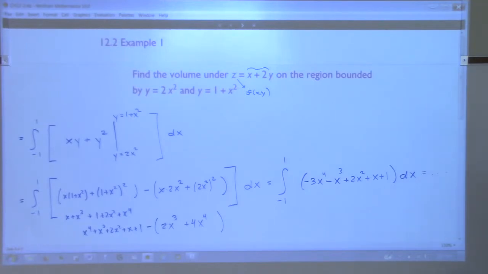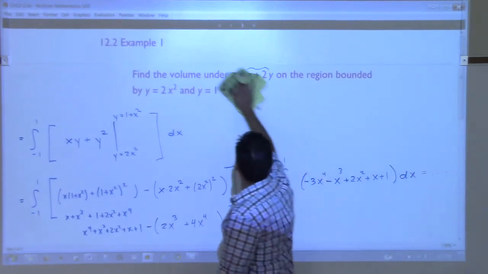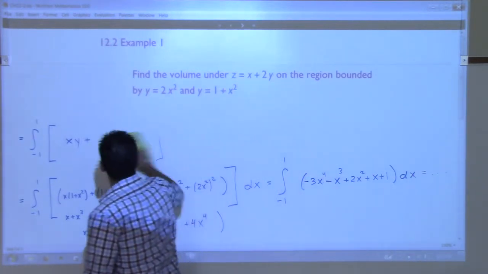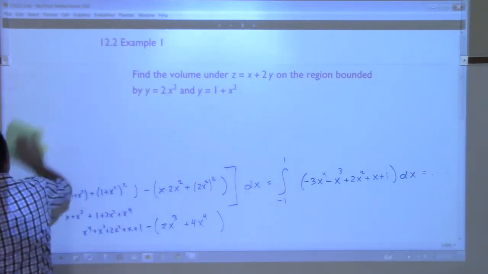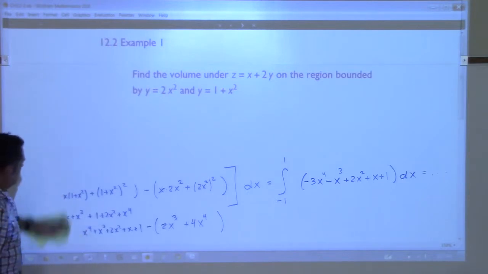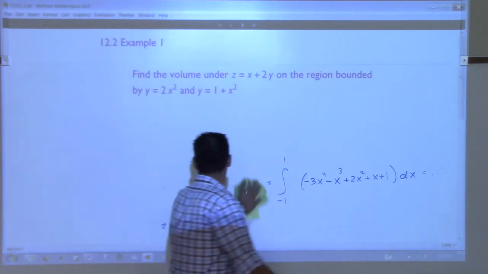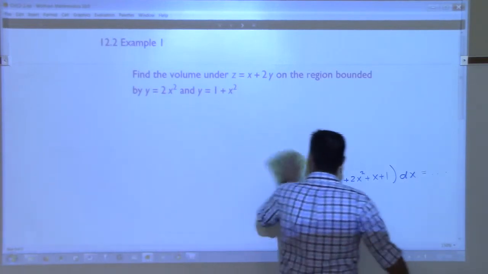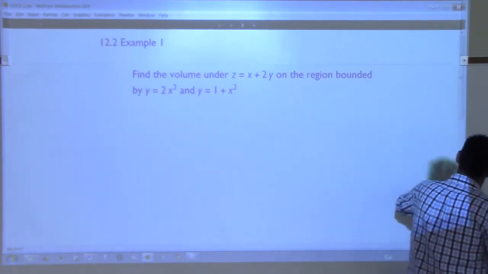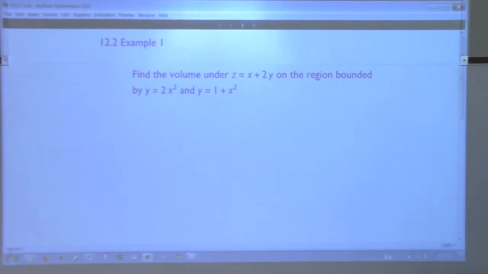What do y'all think? Type 1 region? It's type 2. Instead of having a and b as constants, you have two other functions of y. While we're here, I'll answer your question in a second.